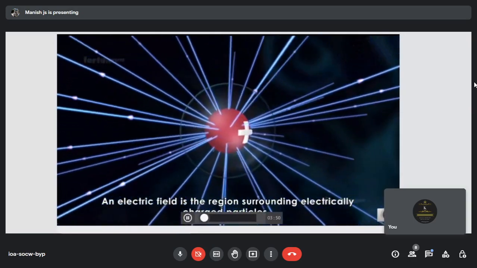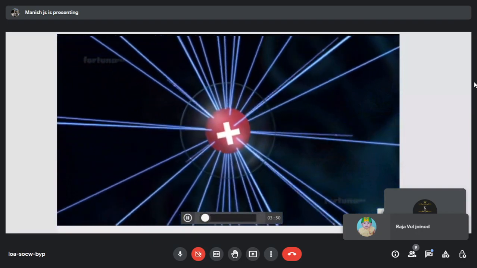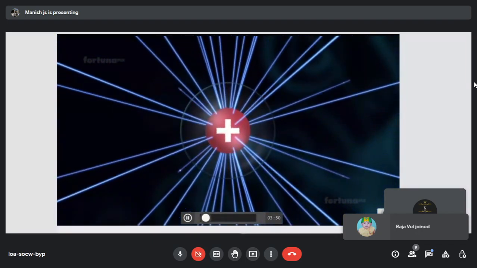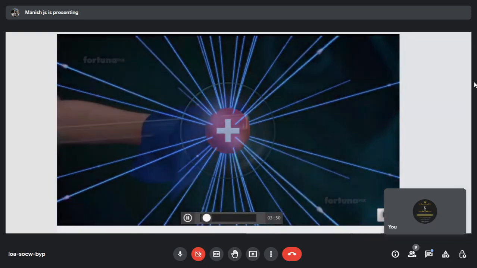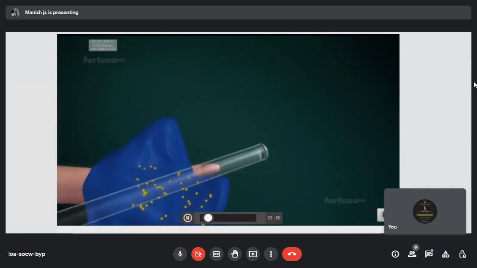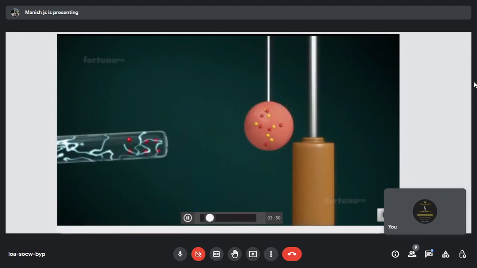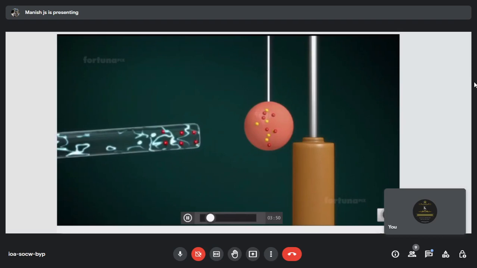An electric field is the region surrounding electrically charged particles. Let's take a look at how these charged particles can cause electric fields. To begin, we'll rub a glass rod with a silk cloth. This rubbing will remove some electrons from the rod, leaving it with a positive charge. Now we'll bring the rod near to a pith ball.